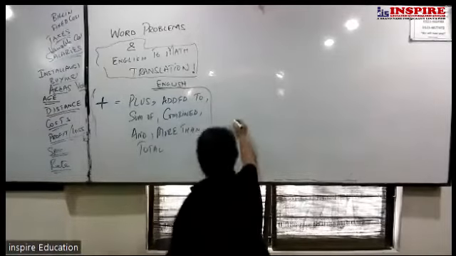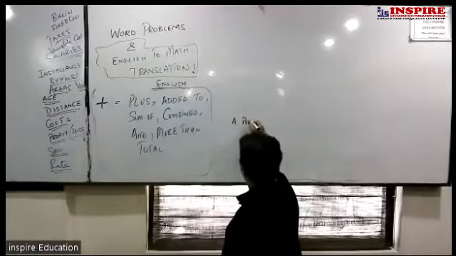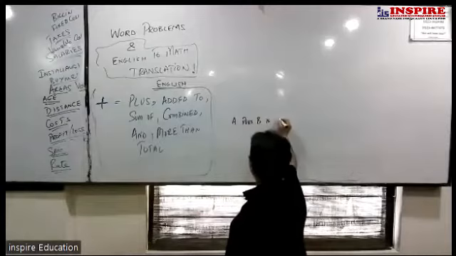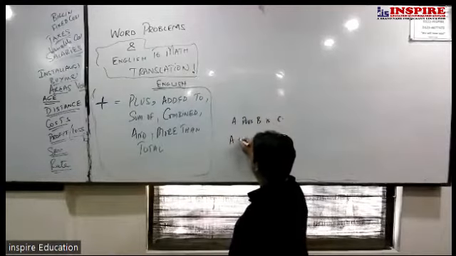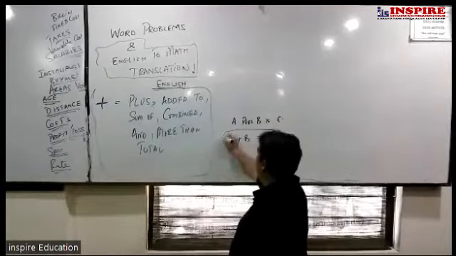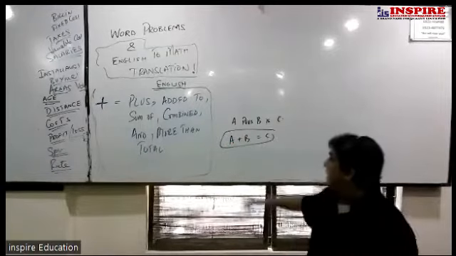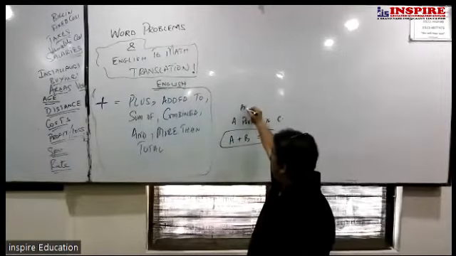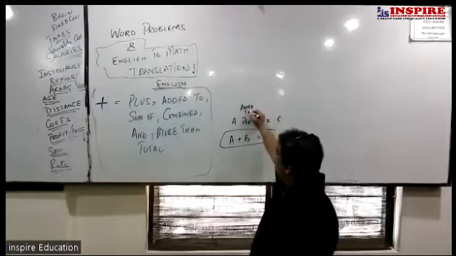A plus B is C. Very easy. A plus B. A added to B.